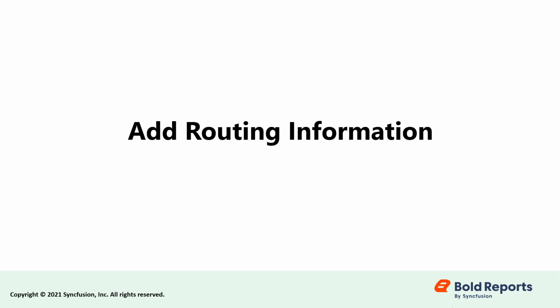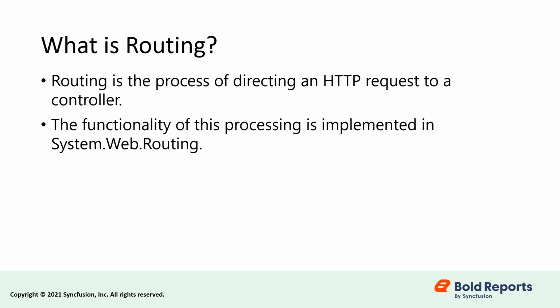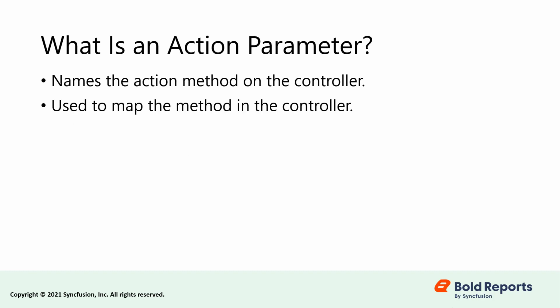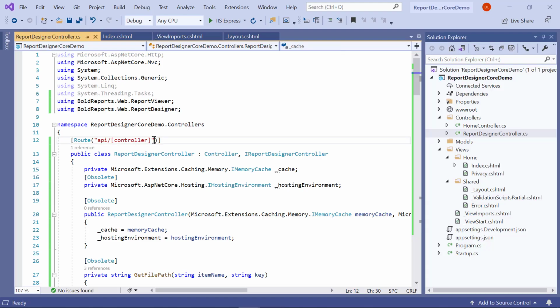Now let's add routing information. Routing is the process of directing an HTTP request to a controller, and the functionality of this processing is implemented in System.Web.Routing. The action parameter names the action method on the controller, which is used to map the method in the controller. In the ReportDesignerController.cs file, add the action parameter to the route attribute.